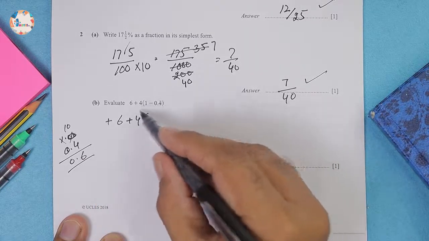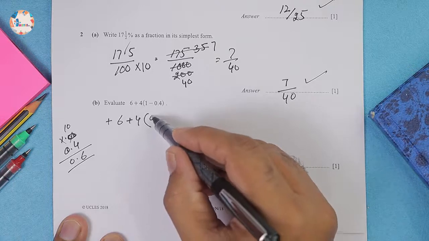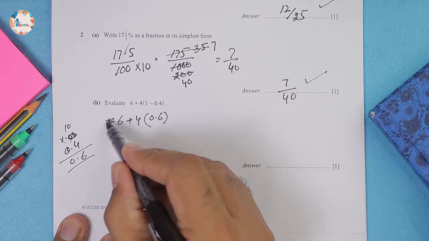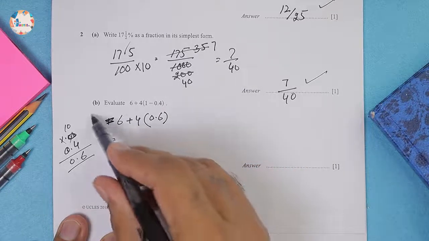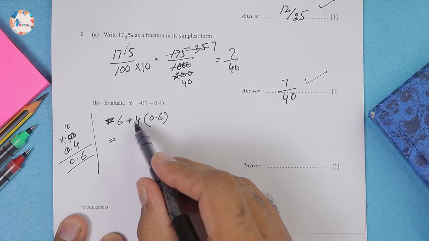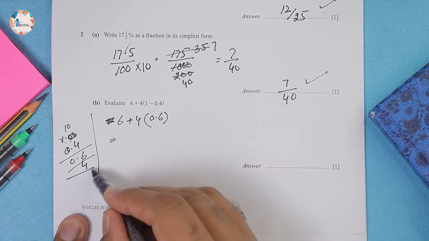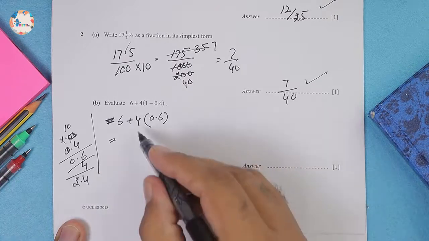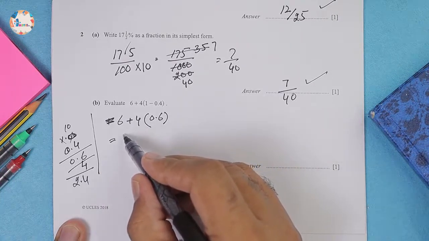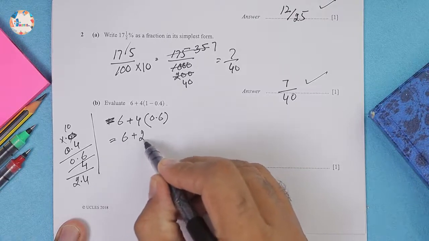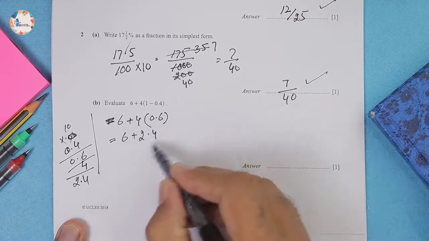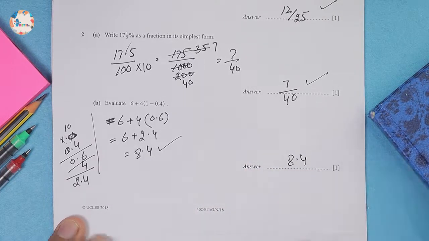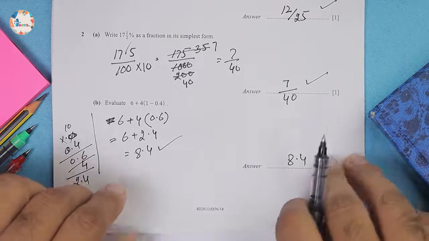Whatever is inside the bracket is shrinking to 0.6, and now this will be equal to 4 multiplied by 0.6. If we multiply over here, this will be 24, and after one decimal place we put the decimal, so it will be 6 plus 2.4, and this will be equal to 8.4. This will be our final answer, 8.4. Hopefully you're understanding each and everything.